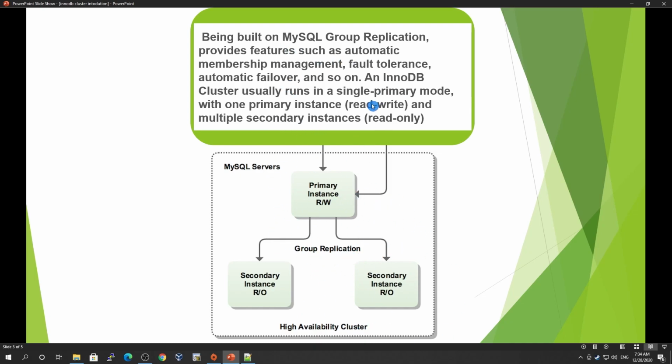everything is happening. It's built on MySQL group replication and provides features such as automatic member management, fault tolerance, automatic failover, and so on. InnoDB cluster usually runs in single primary mode, with one primary read write and multiple secondary instances. This is the primary instance which will be used for read write, and these two are secondary instances. You can have more secondary instances as well, for read only, and we have read write for the primary instance, but you can also have multiple primary instances as well, but it's better to have only one primary for read write and the others for read only purposes.